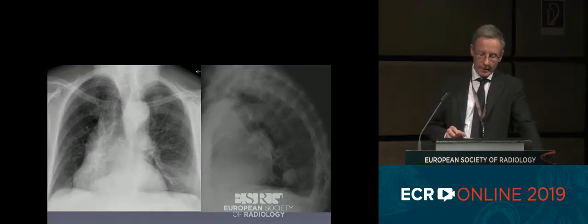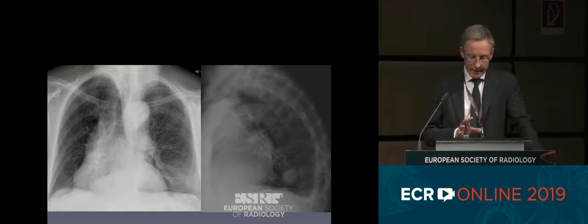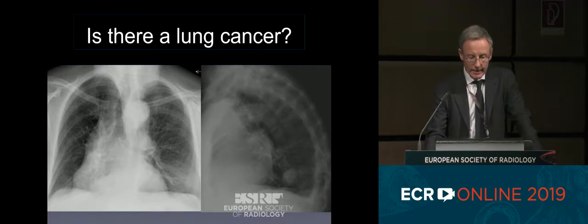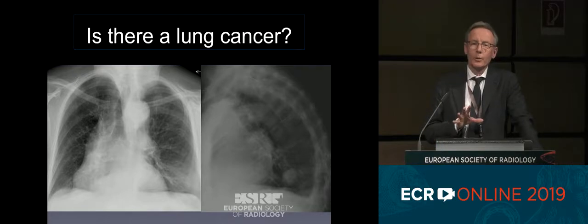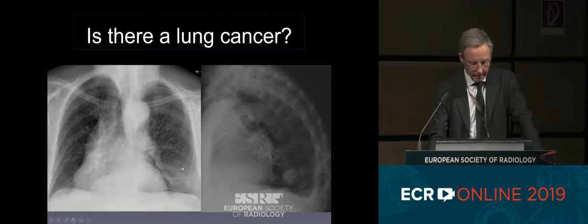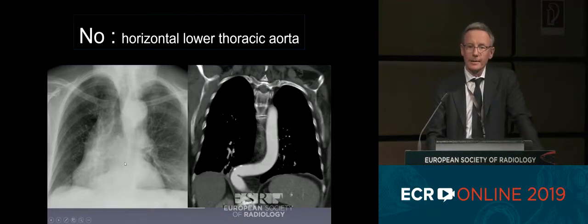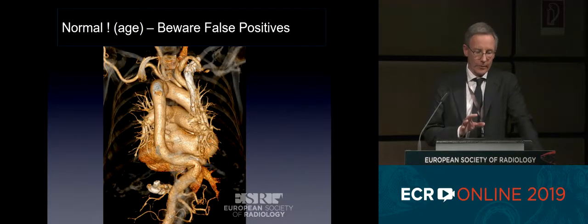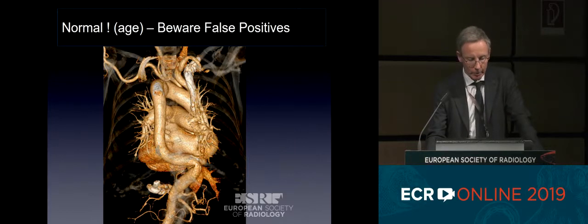Another variant here. What about this rounded opacity in the same region in the retrocardiac space? Is this a lung cancer? Well, carefully look at the position of the patient. There is a severe kyphosis here. This increases the heart size, and this is not lung cancer. This is a normal lower horizontal thoracic aorta with a nice reformat here. So be careful of false positives from normal variants.